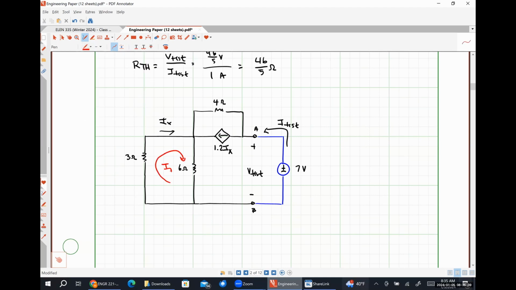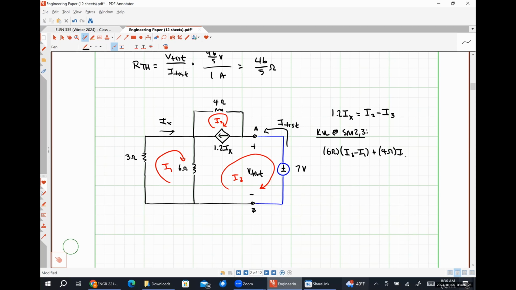So this will be mesh current I1, I2, and I3. Once again, we have an interior current source, so we're going to need a current relationship equation. So that will be 1.2 Ix is going to be equal to I2 minus I3. Now we're going to write our KVL equation around our super mesh. So that's going to look like 6 ohms times I3 minus I1 plus 4 ohms times I2 plus 7 volts is equal to 0.